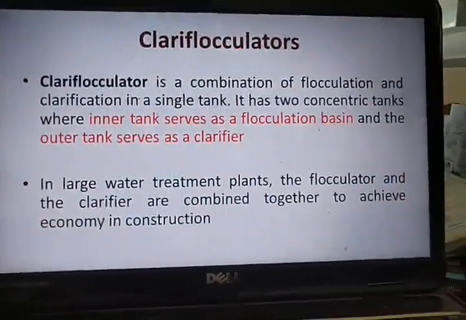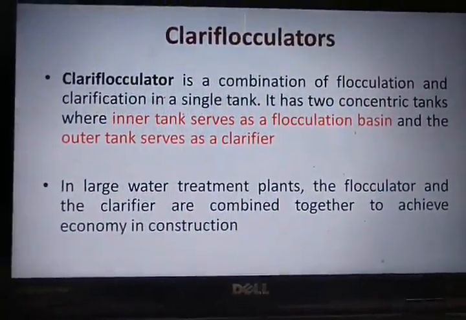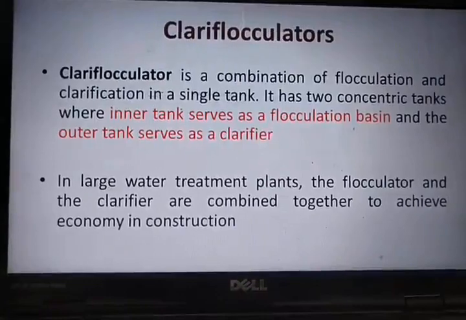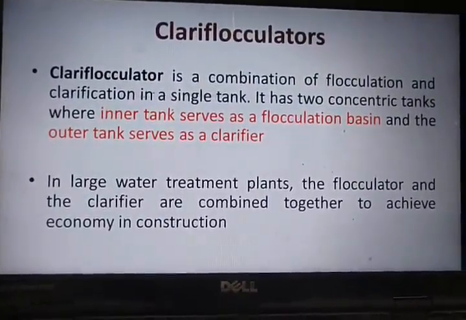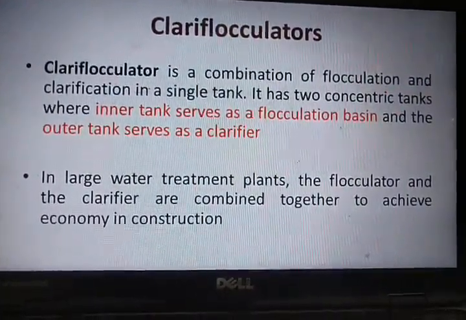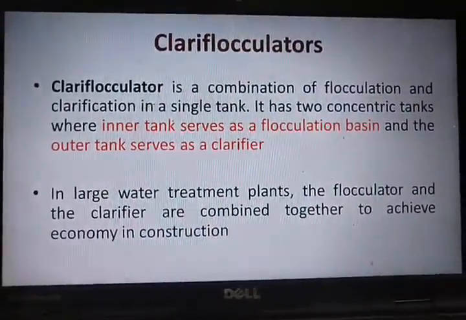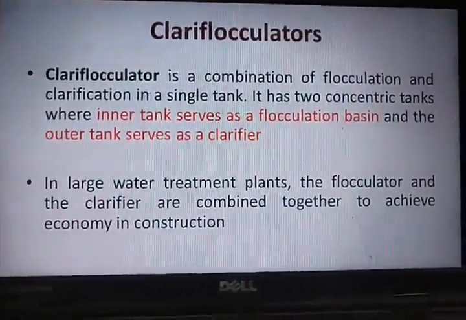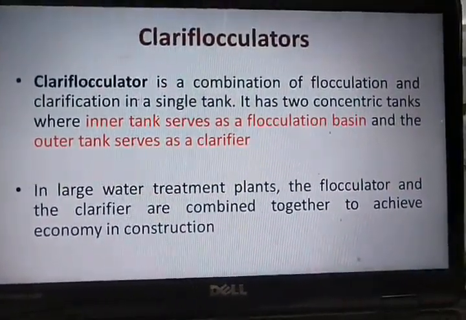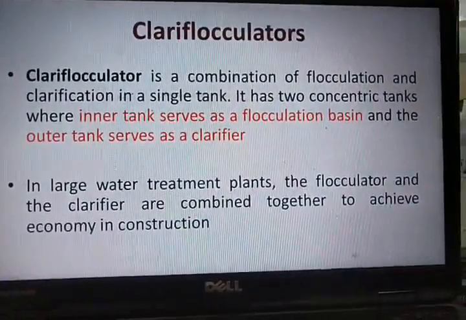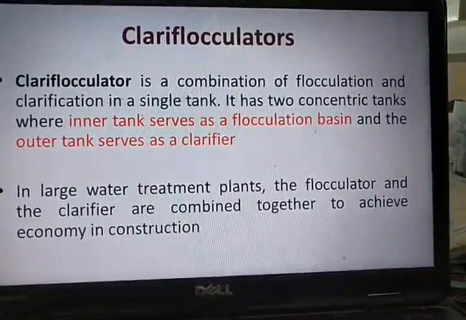Then come the clariflocculators. These are modern devices which are nowadays mostly used in water treatment plants. A clariflocculator is a combination of flocculation and clarification in a single tank. In order to avoid the construction of two different structures and to make it more economical, clariflocculators have come into existence. That means the same tank serves both purposes, which is why it is called a clariflocculator.